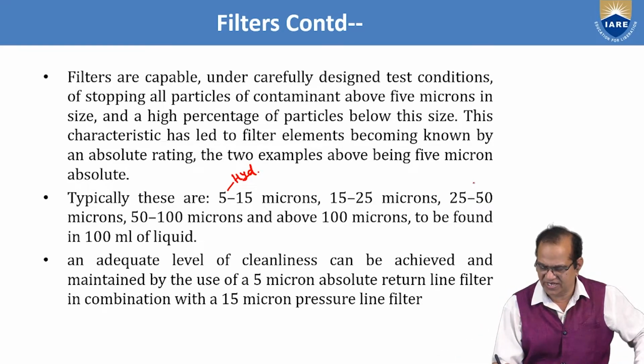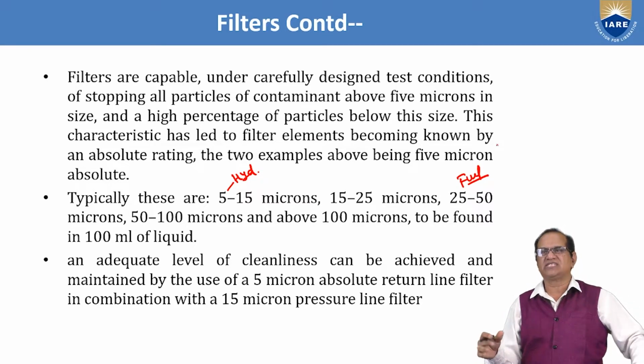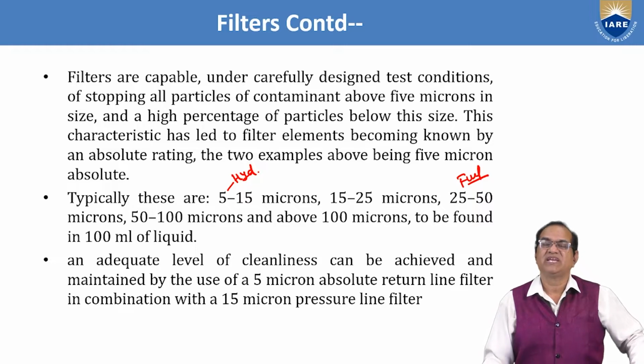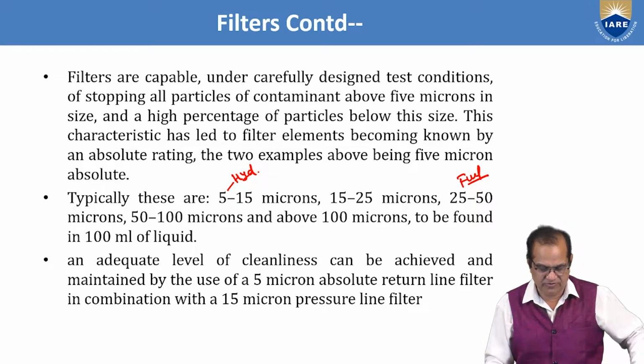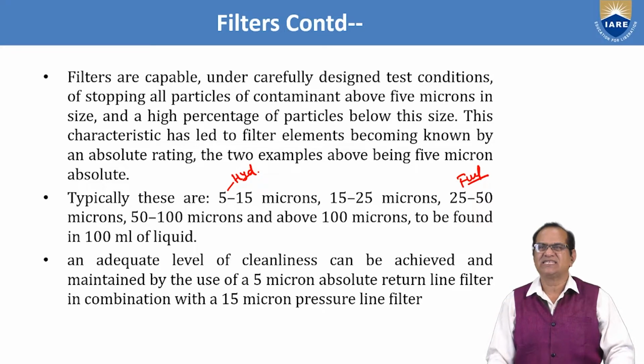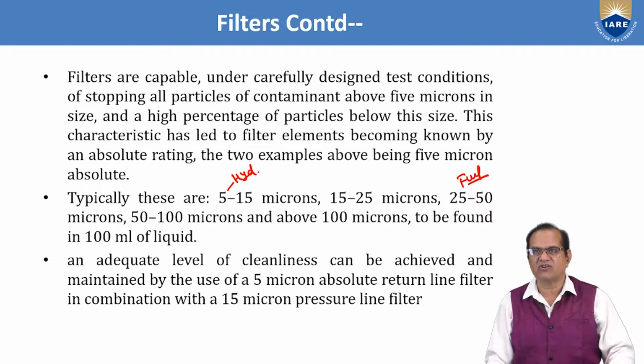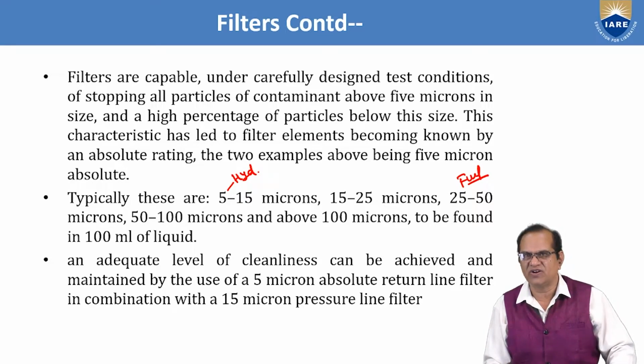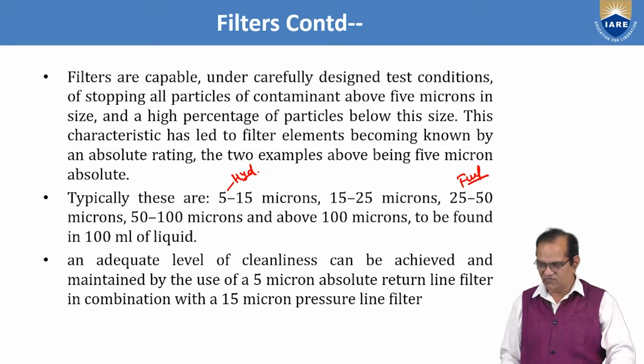For fuel, we need up to this range. Fuel, if somewhat is there, it is permissible. But in hydraulic system, it is not permissible. An adequate level of cleanliness can be achieved and maintained by the use of 5 micron absolute return line filter in combination with a 15 micron pressure line filter.